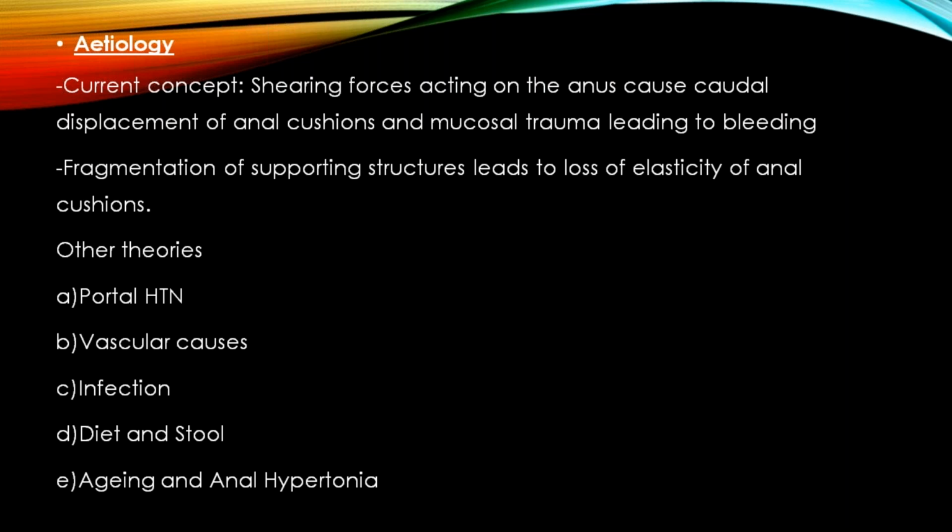If you think that those are primary internal hemorrhoids and you operate in a case of portal hypertension, the patient will have torrential bleeding. The patient will go into shock and finally death. So portal hypertension you should rule out. Okay, that is number one. Number two is vascular causes. Some say that these hemorrhoids are nothing but hemangiomatous structures.